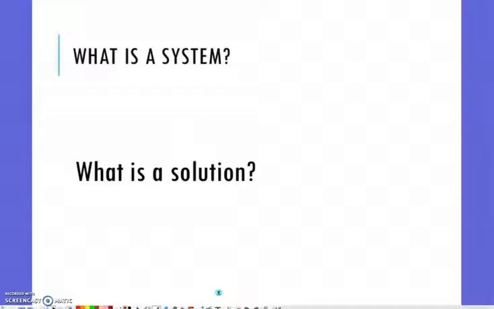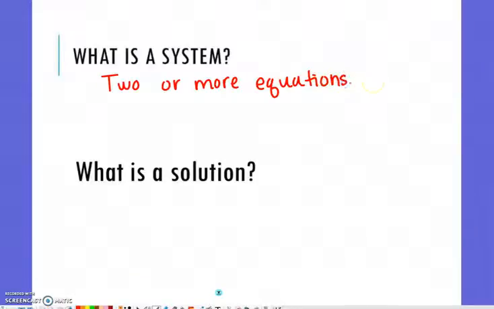Okay, so a system, if you want to write this down, basically is two or more equations. Now in algebra we only have 2. We're only going to deal with 2 equations. Later on in algebra 2 you might have 3 or something like that. So instead of just having 1 equation, we're going to have 2 equations. That's all it is. System just means there's 2 equations.